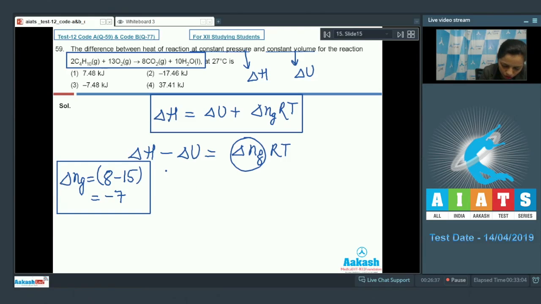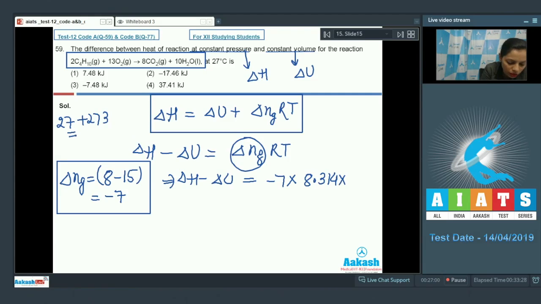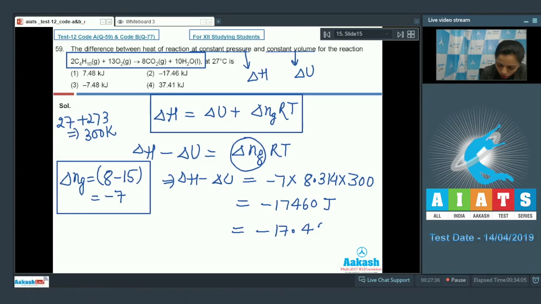I'm just going to place the value here. So this delta H minus delta U is equal to minus 7 into, what's the value of R? 8.314 joule per Kelvin per mole. And what's the temperature here? That's 27 degrees Celsius. 27 degrees Celsius means 27 plus 273, that is 300 Kelvin. So I'm just writing here 300, and on solving you will find out that this value is approximately 17460 joule, and when we change it into kilojoule it becomes 17.46 kilojoule. So I'll choose option 2 as my correct answer because this is giving me the correct value. After that, question number 60.